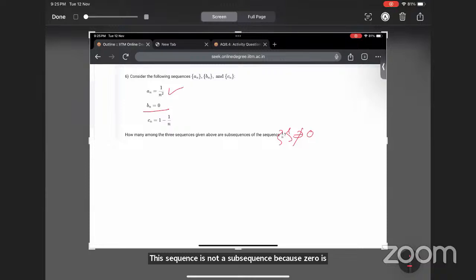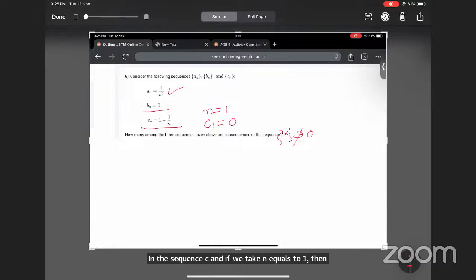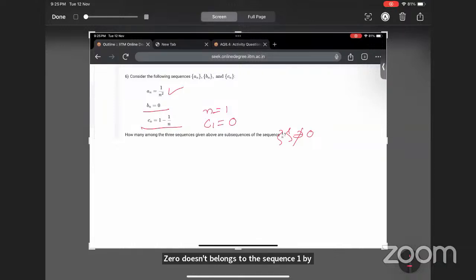So clearly this sequence is not a subsequence because 0 is not a member of the sequence. Similarly, in the sequence cn, if we take n equals 1, then we get c1 equals 0, right? By similar logic, 0 doesn't belong to the sequence 1/n. So cn is not a subsequence of the sequence.